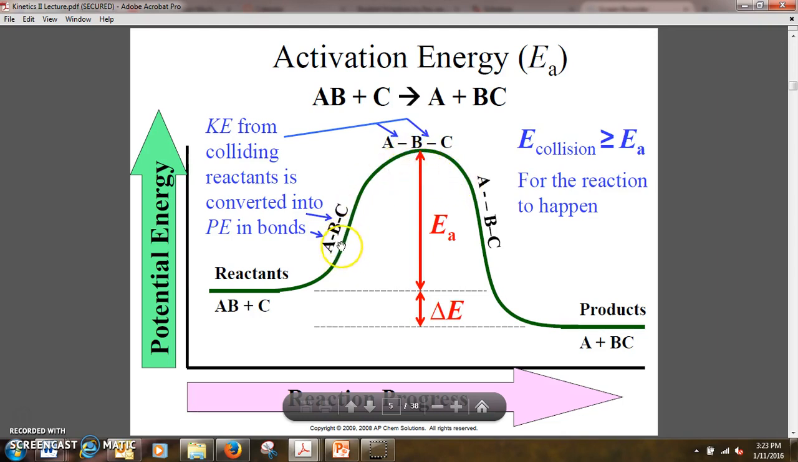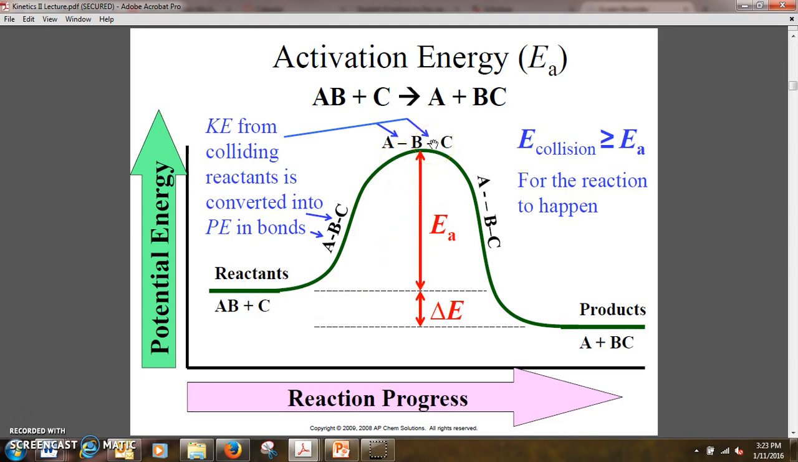So if C comes in and bumps into them, but doesn't provide enough kinetic energy to convert to the potential energy, it might go up this hill and not have enough energy to get over the hump, so to speak. If there is enough energy to get over this hump, then the reaction will take place, and the products will be formed usually at a lower energy level than what they started at. So the distance from the energy level that the reactants start at up to the top of the hill, we call that the activation energy.